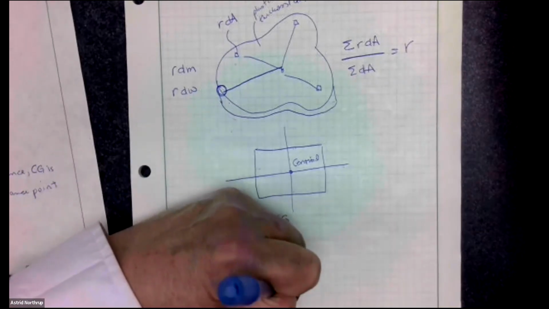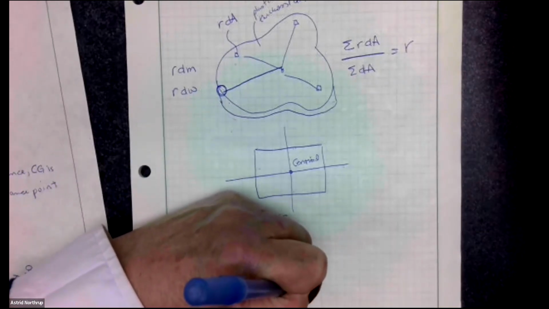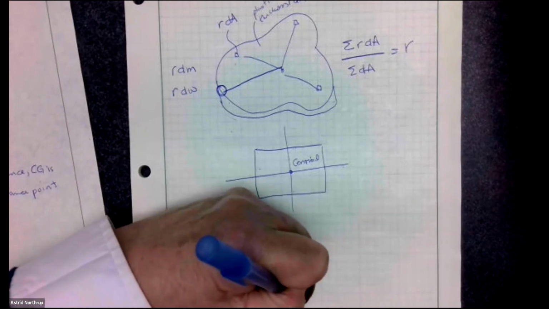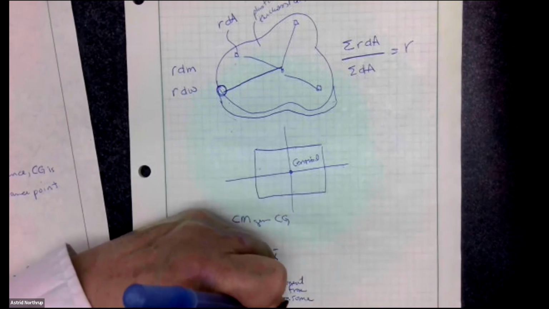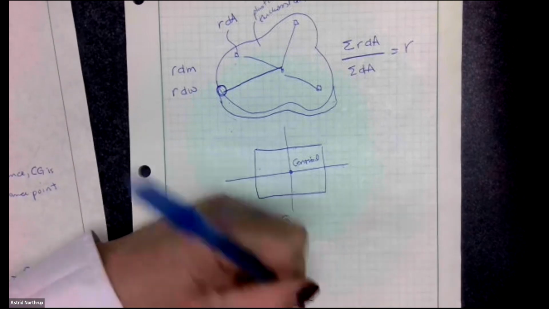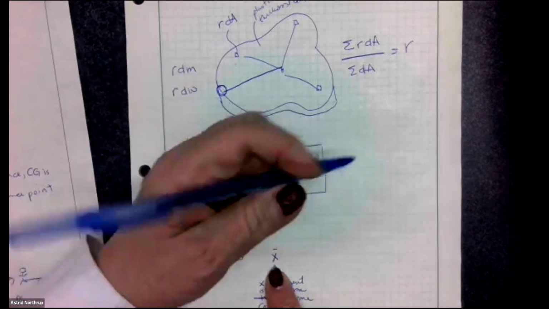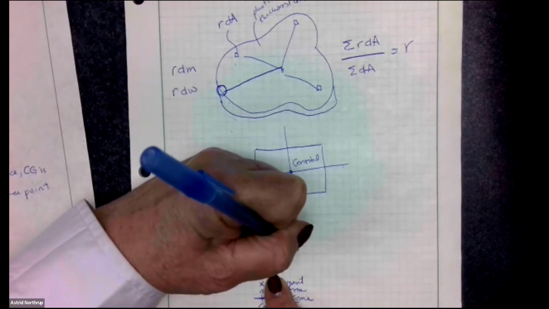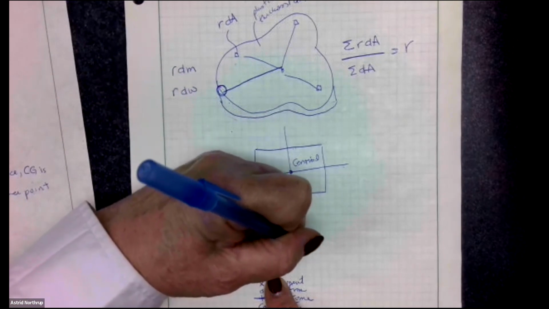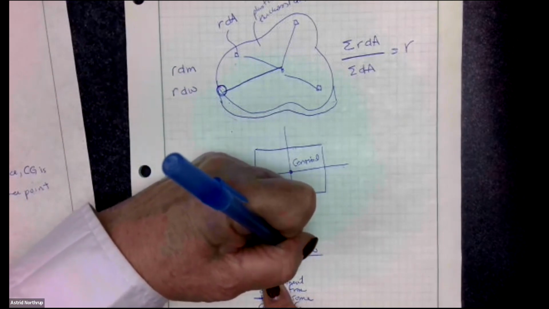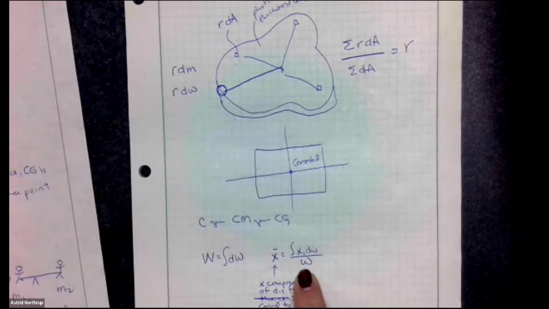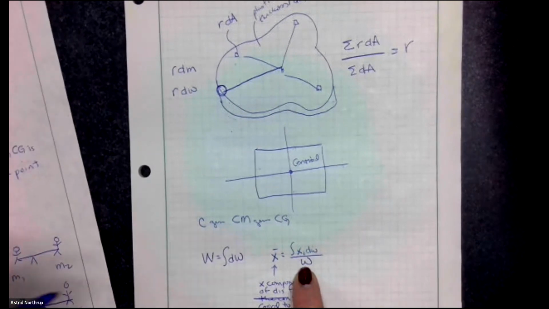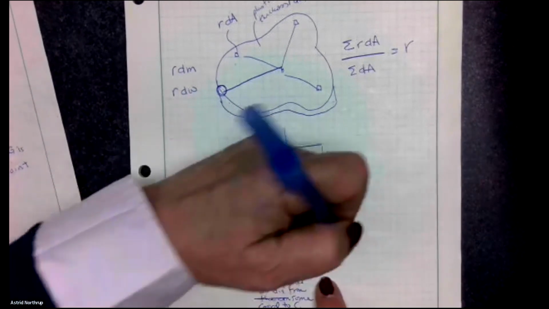Let's just say the x component of the distance from some coordinate to the center of gravity, x bar, is equal to the integral of xi dw divided by the overall weight, which could be thought of as being the integral of dw.